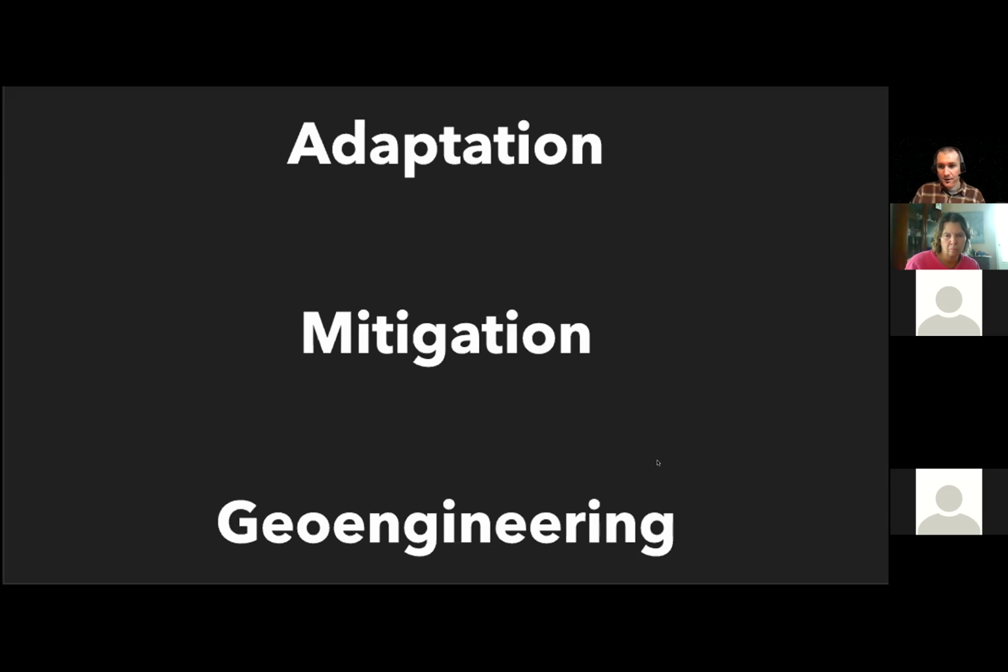The other method of geoengineering would be to actively try to remove greenhouse gases from the atmosphere. So that would be what's referred to as carbon sequestration. Now, it's probably going to take a combination of these three strategies to be successful.